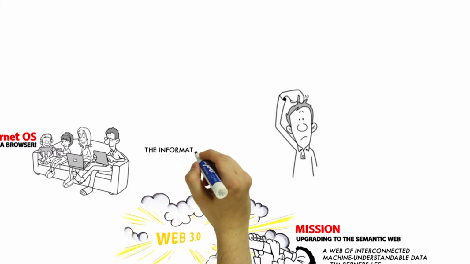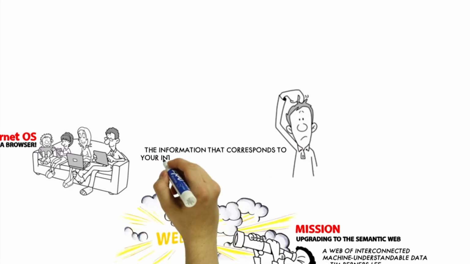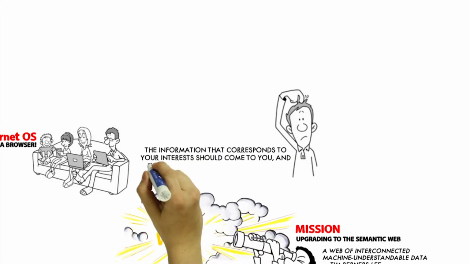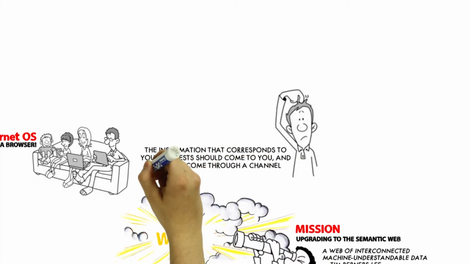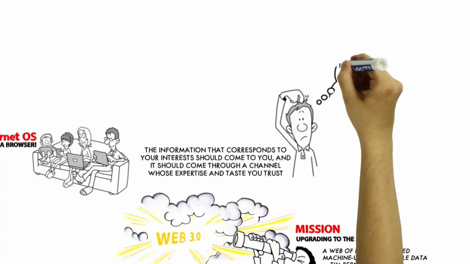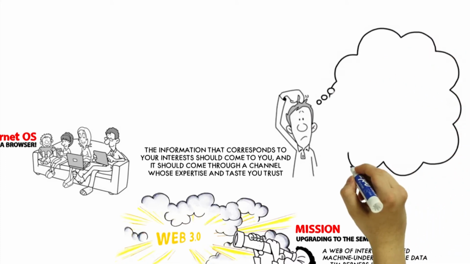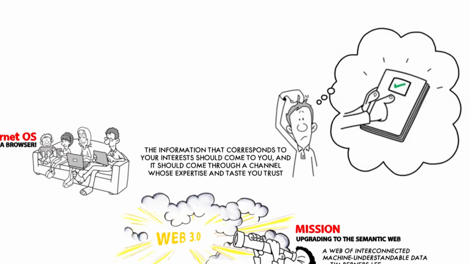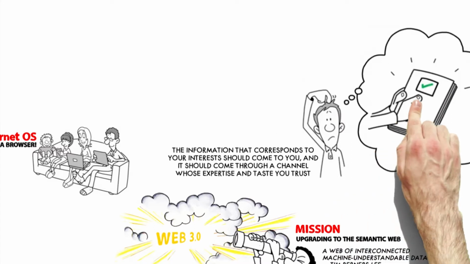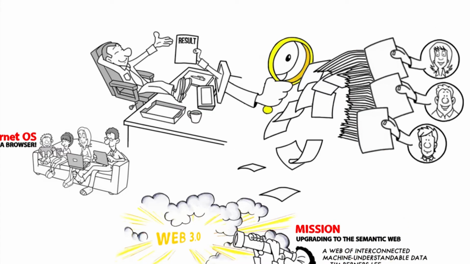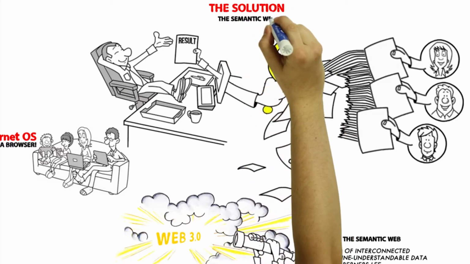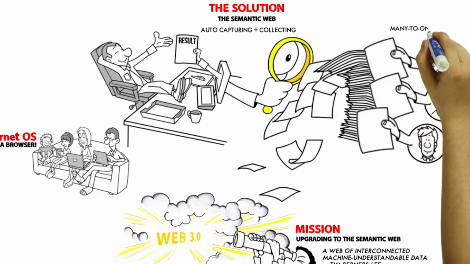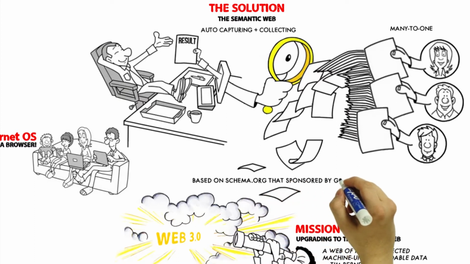The information that corresponds to your interests should come to you, and it should come through a channel whose expertise and taste you trust. In the real world, when one wants to cook, they grab a cookbook with recipes written and edited by a chef they trust and admire. Like all successive phases, the Semantic Web is a response to the weaknesses of the previous Web 2.0 phase.